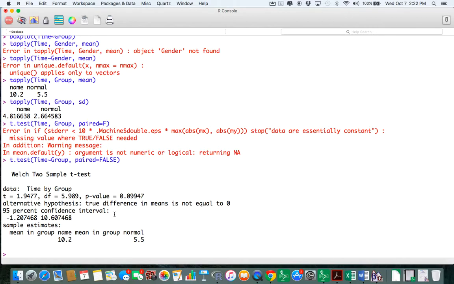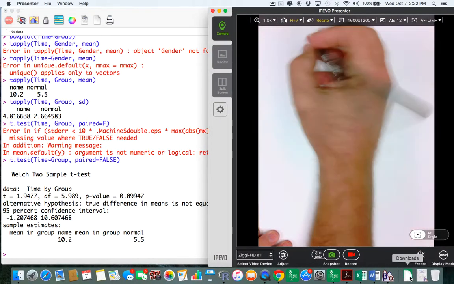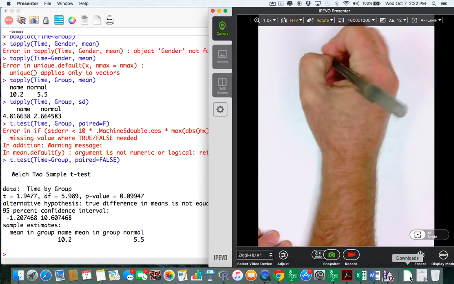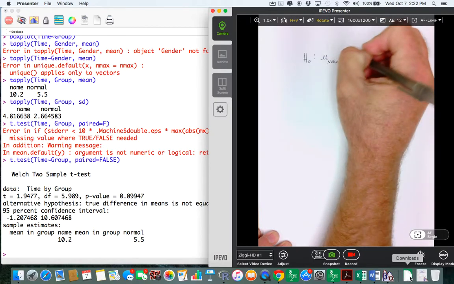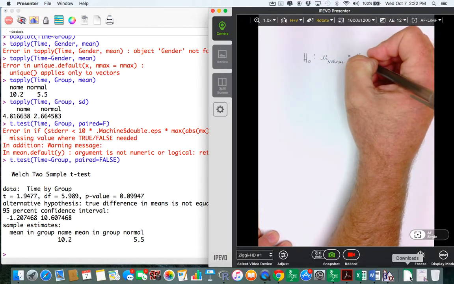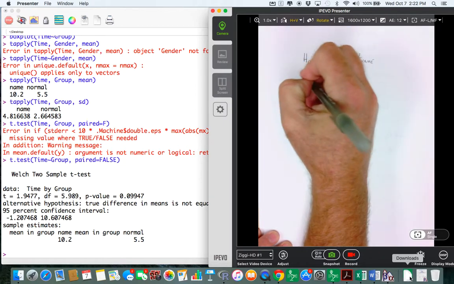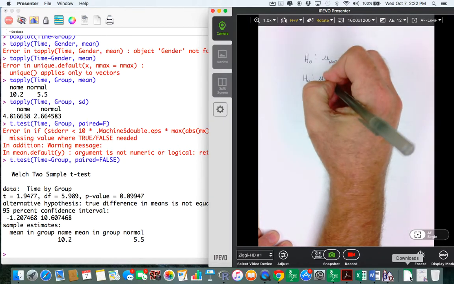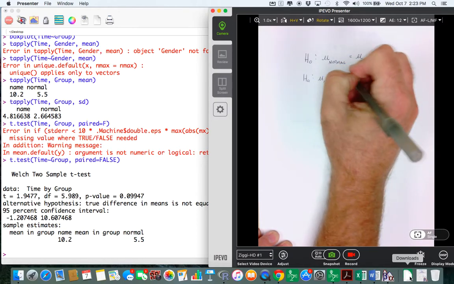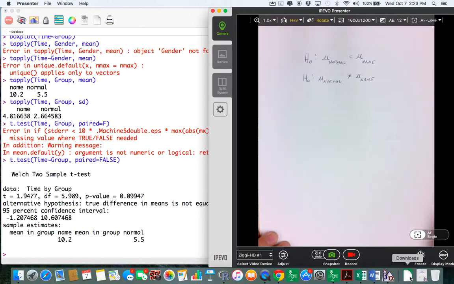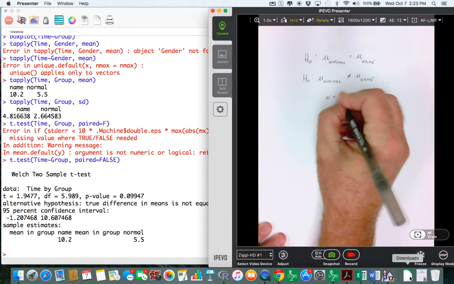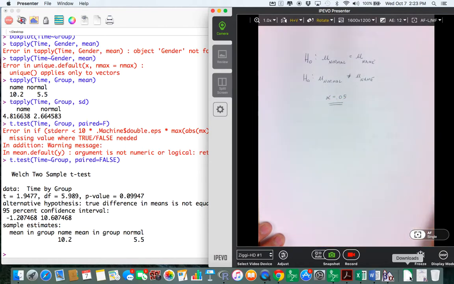So, guys, in this particular type of problem, we have a different null hypothesis, and in this one, our null is that the mean for normal equals the mean for name. And we're testing at 0.05.